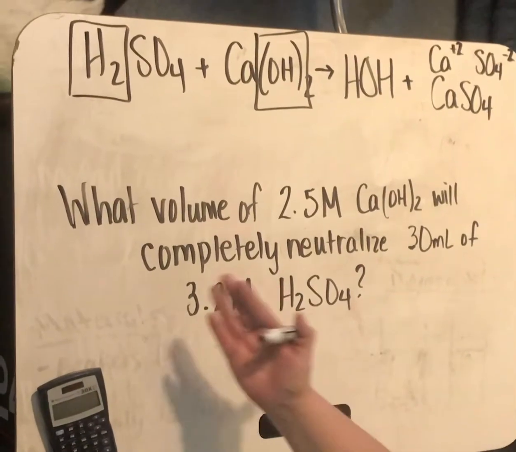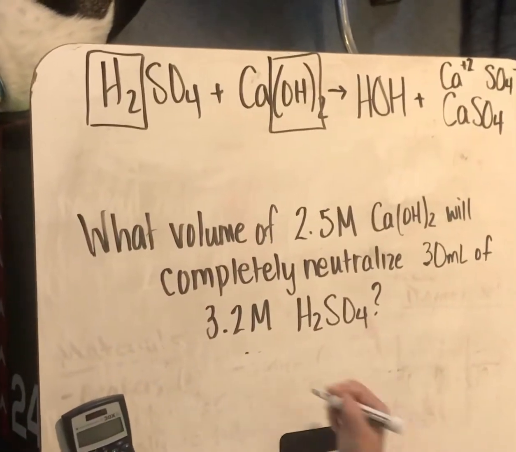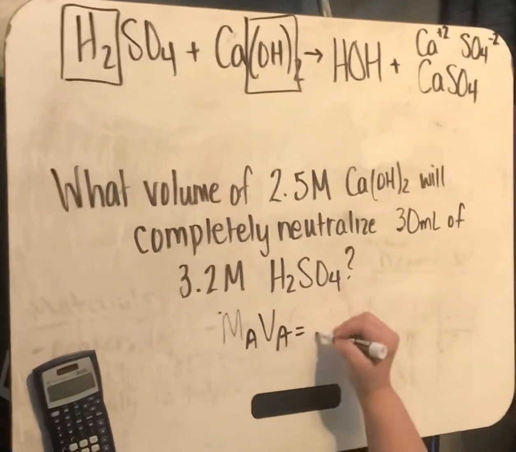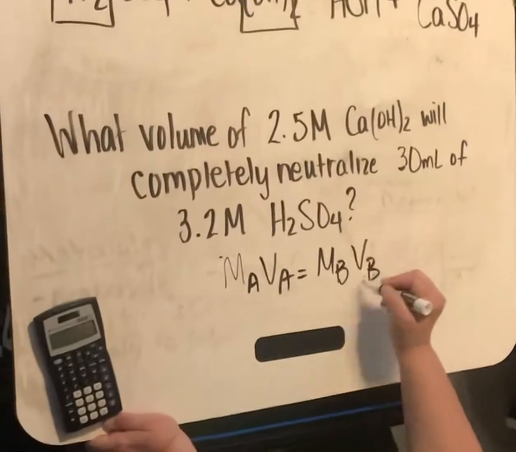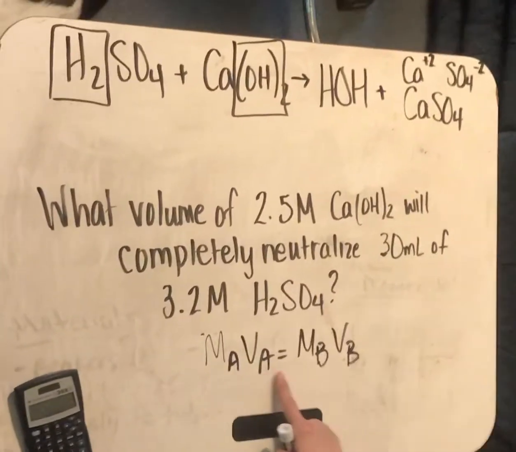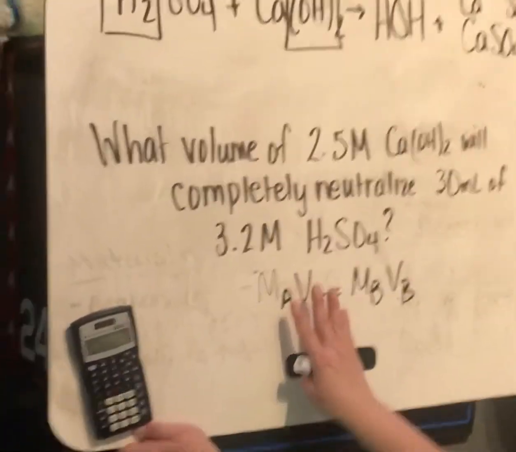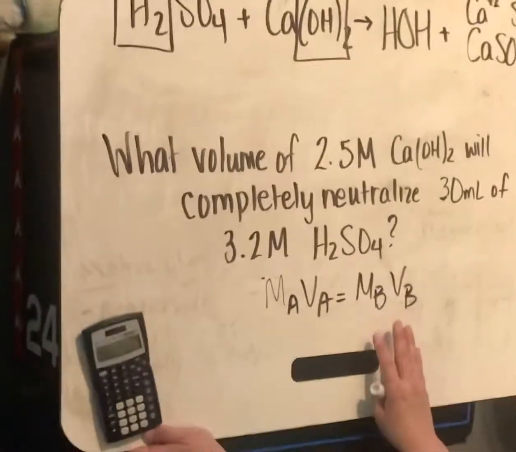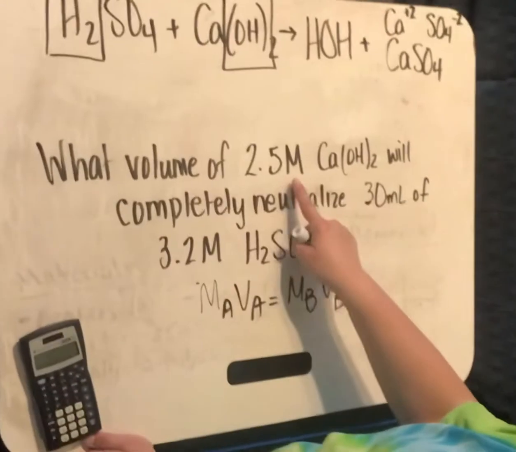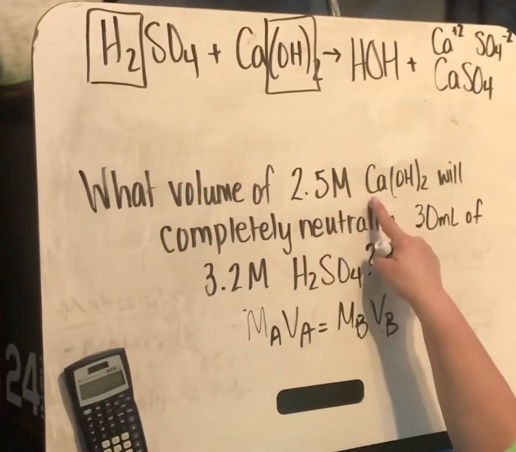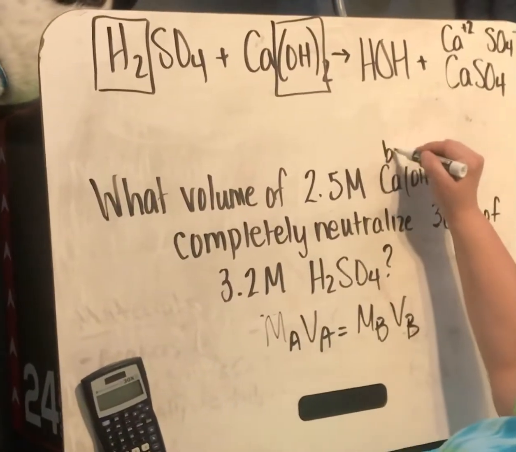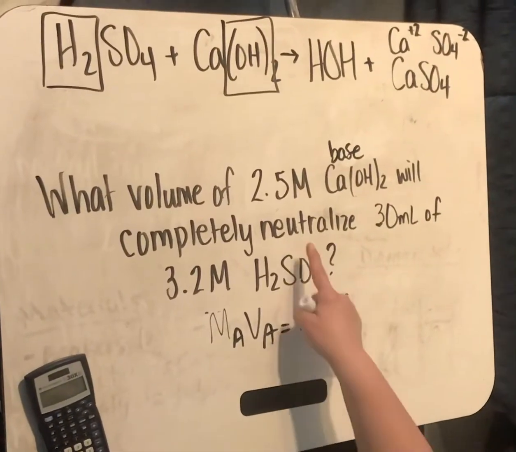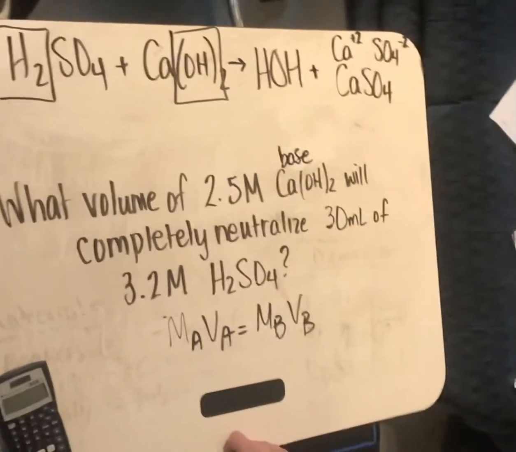So if I were to take this titration formula from table T, MAVA equals MBVB is the formula, where M is molarity and V is volume, of the acid and the base. This will tell me how much of the acid will be balanced out with how much of the base. So if you look here, I wrote: what volume of 2.5 molar, that's my concentration, which is my base, will I need to neutralize, cancel out 30 milliliters of the 3.2 molar H2SO4?